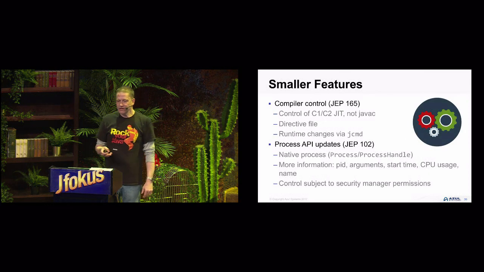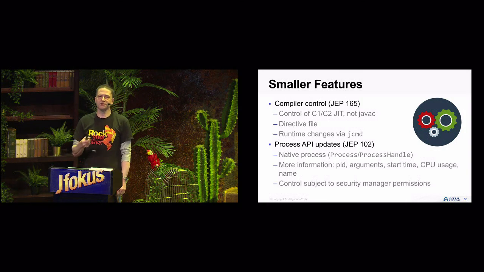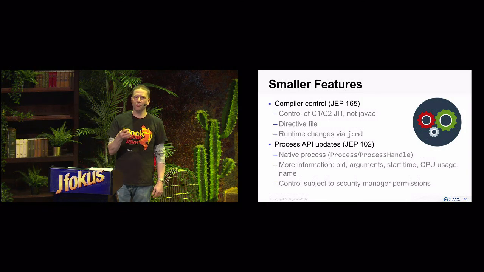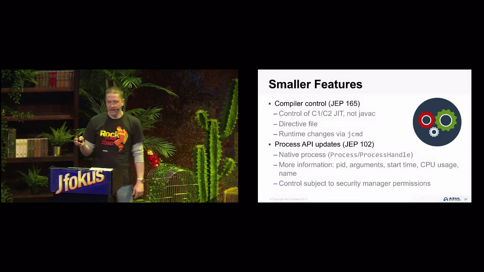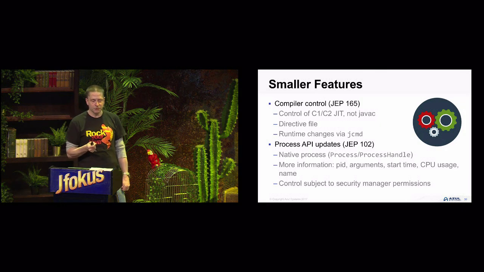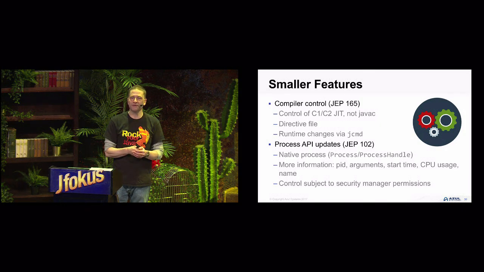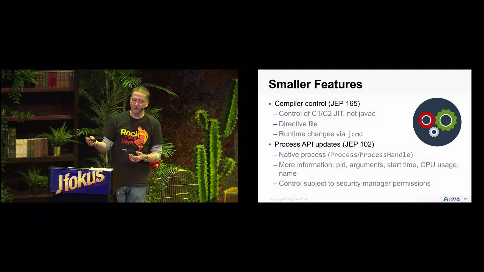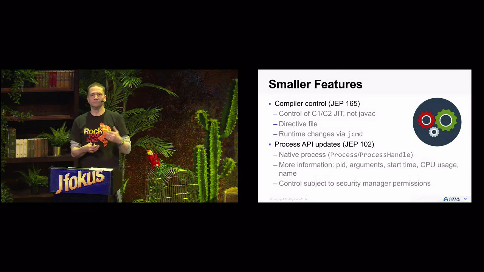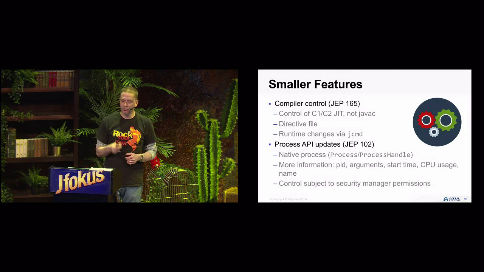A few smaller features. Compiler control. This is a directive file that can be used to send information or control to the JIT compiler. It's not javac. There are also some updates to the process API. We've had the Process class before. Now we have a ProcessHandle. ProcessHandle can give you information about running processes in more detail. So you get the arguments, start time, CPU usage, and things like that. And you've got better control over native processes. You can terminate processes so long as you still have the access control for that.